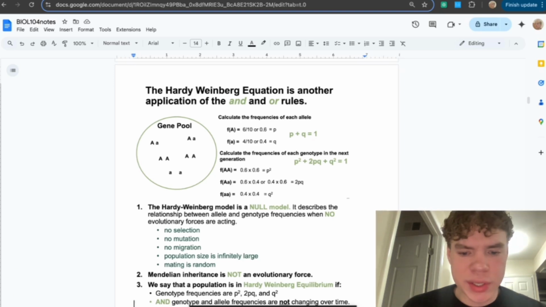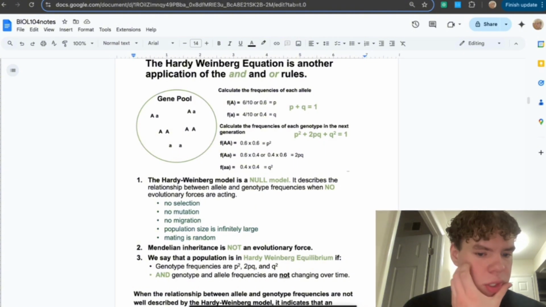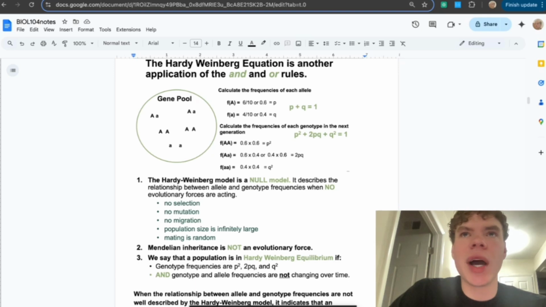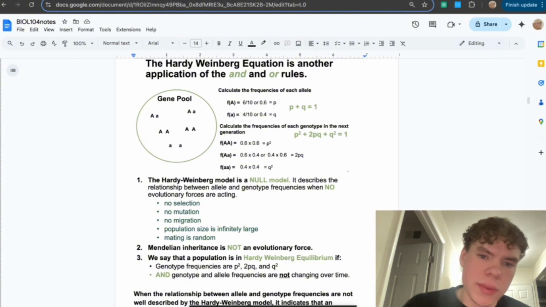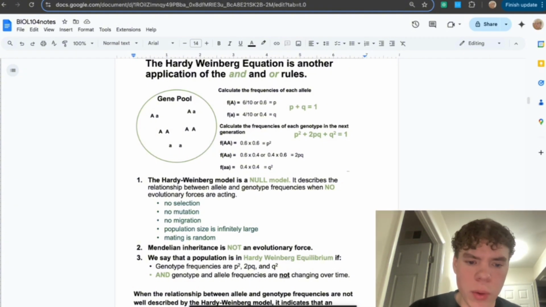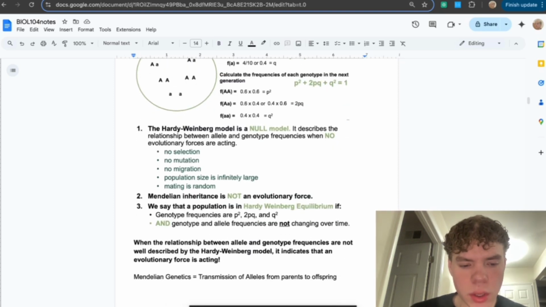And our Hardy-Weinberg is a null model. Basically, it doesn't account for sexual selection, mutation, migration. It's basically just assuming that the population size is huge and mating is random. So I'm not saying that's impractical, but it's not a real representative model of the real world, if that makes sense. It's just used to test things. And yeah, our Mendelian genetics is the transmission of alleles from parents to offspring. That's what it explains.